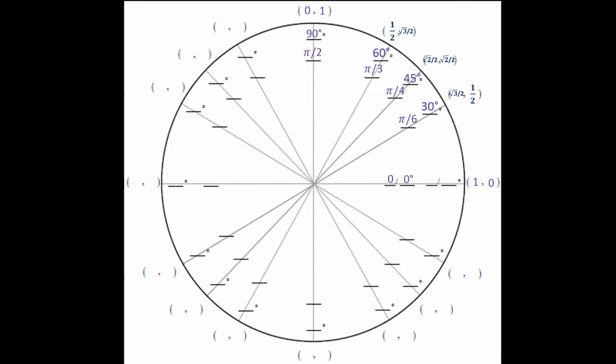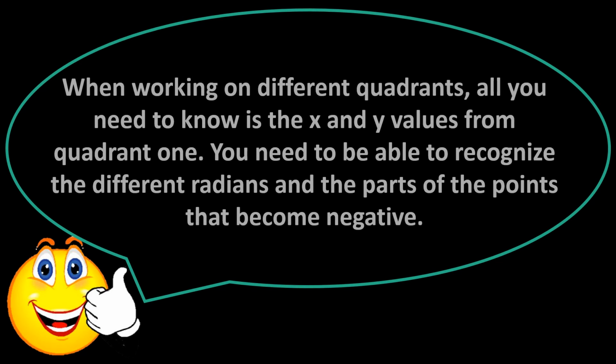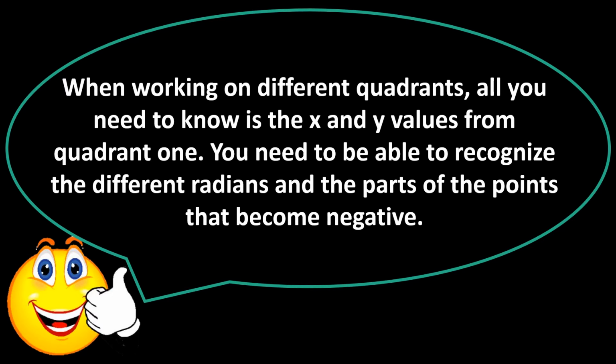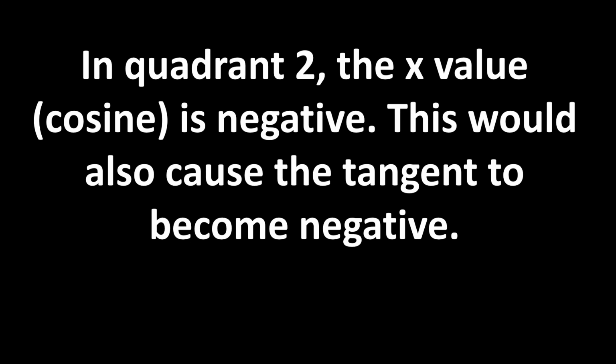Now we can start creating the other quadrants of the circle. When working on different quadrants, all you need to know is the x and y values from quadrant 1. You need to be able to recognize the different radians and the parts of the points that become negative. In quadrant 2, the x value, cosine, is negative. This would also cause the tangent to become negative.